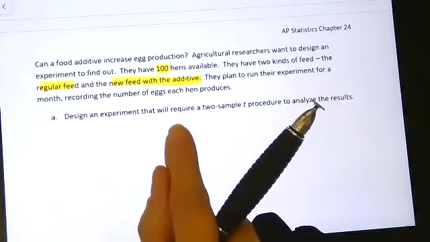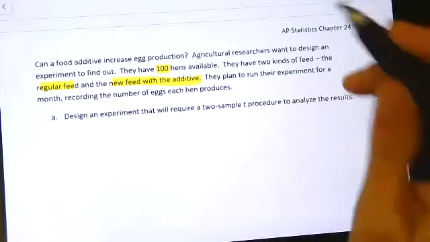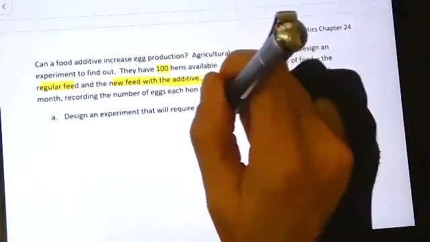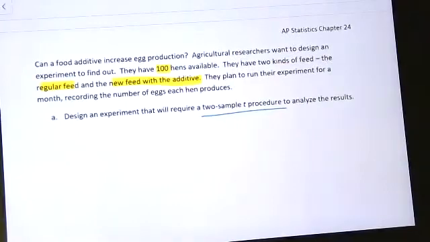Okay, so design an experiment that will require a 2-sample T procedure. Okay, for a 2-sample T, how many samples do we need? 2. We need 2 independent samples. So what do we have to do with these 100 hens? Yeah, we got to separate them into 2 separate samples.